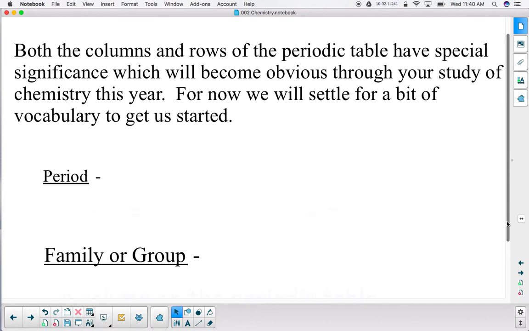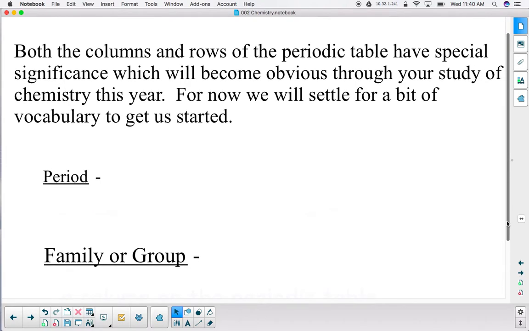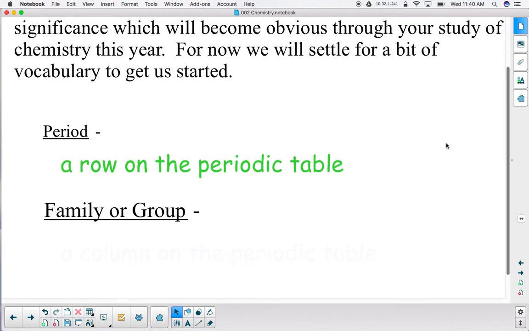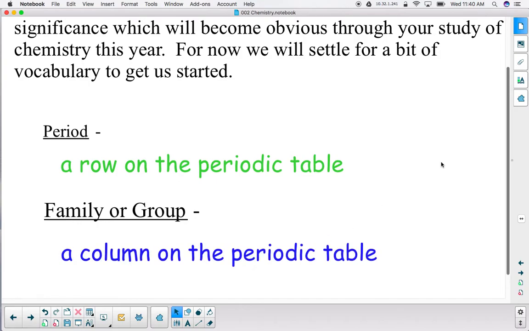The periodic table has kind of a funny shape, and the shape of the periodic table is significant. We need to have some words to describe both the rows and the columns on a periodic table. A row on the periodic table is given the name period. That's where the periodic table gets its name. A family or a group is the term that we use to describe a column on the periodic table.